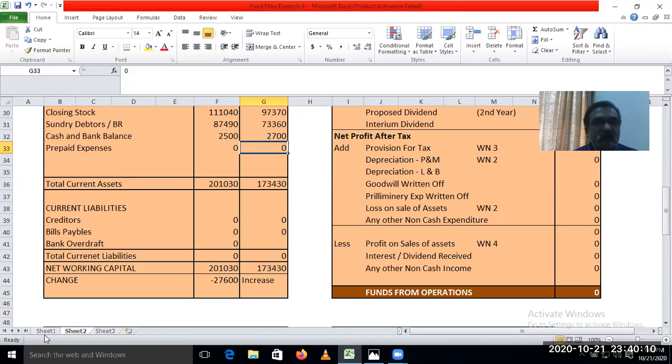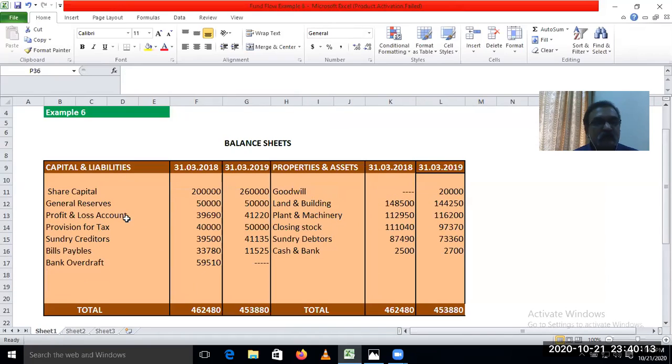Again, go back to your example. Check out the liability side. There is provision for tax, sundry creditors, bills payable, and bank overdraft. Out of these 4 current liabilities and provisions, provision for tax we are going to give separate treatment in the fund flow statement. So this we will not consider as a part of working capital or current liabilities. So in current liabilities, these will be the 3 different items: sundry creditors, bills payables, and bank overdraft.